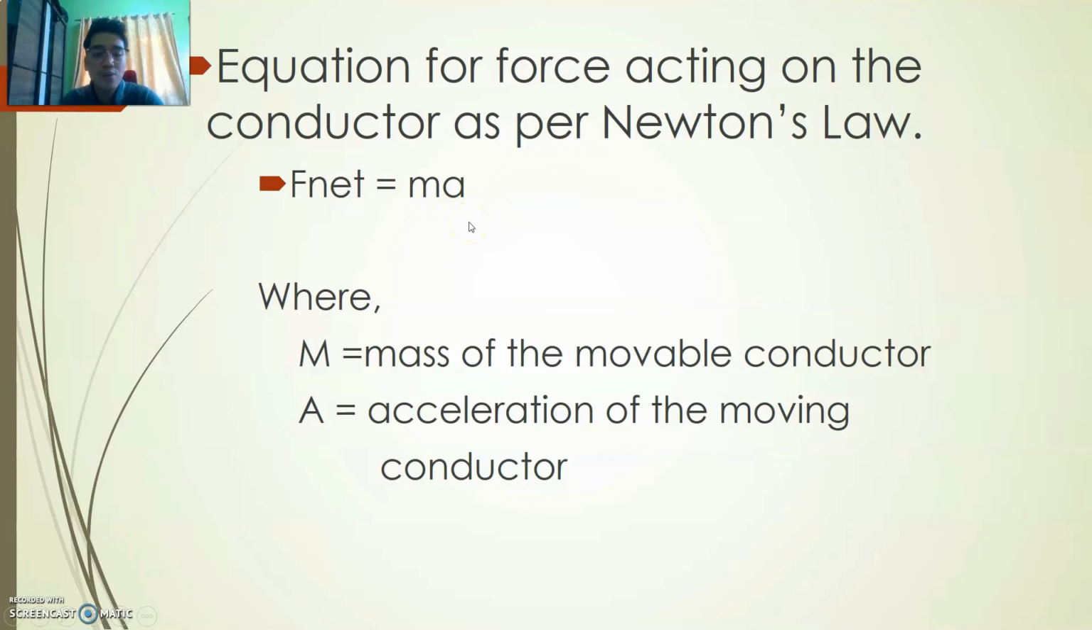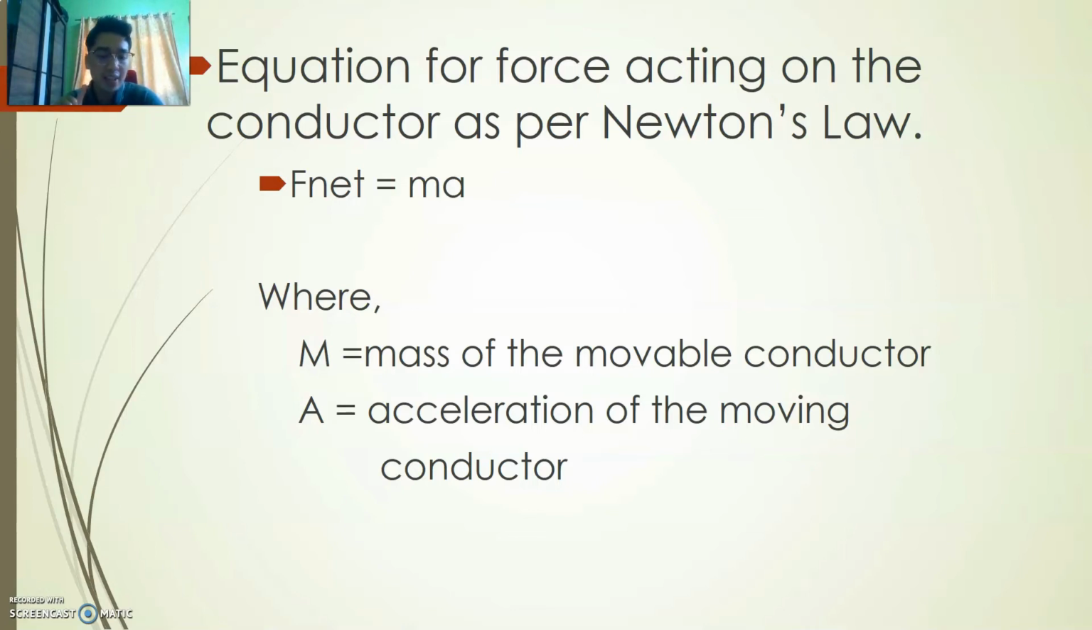Because of the moving conductor, it accelerates because of the change in velocity. So this is the equation for the force because of the accelerating motion. Okay, so here, m is equal to the mass of the movable conductor, and a stands for the acceleration of the moving conductor. So these are the four equations that are involved with respect to the linear DC machine.